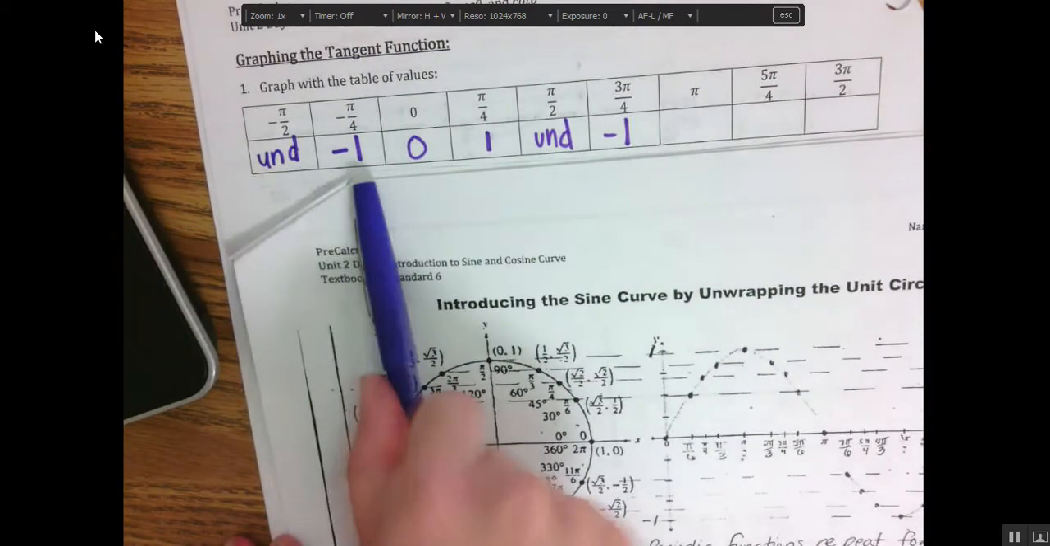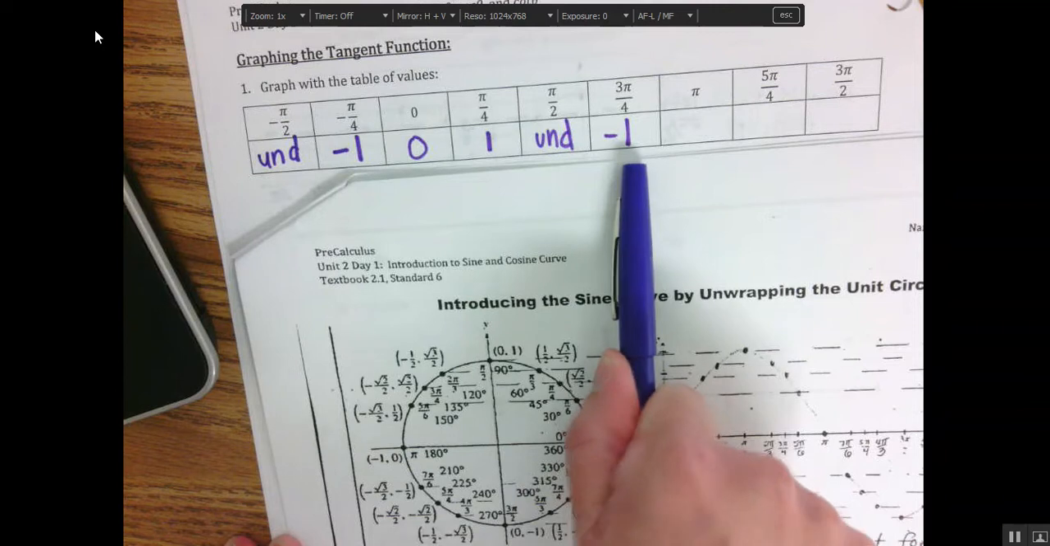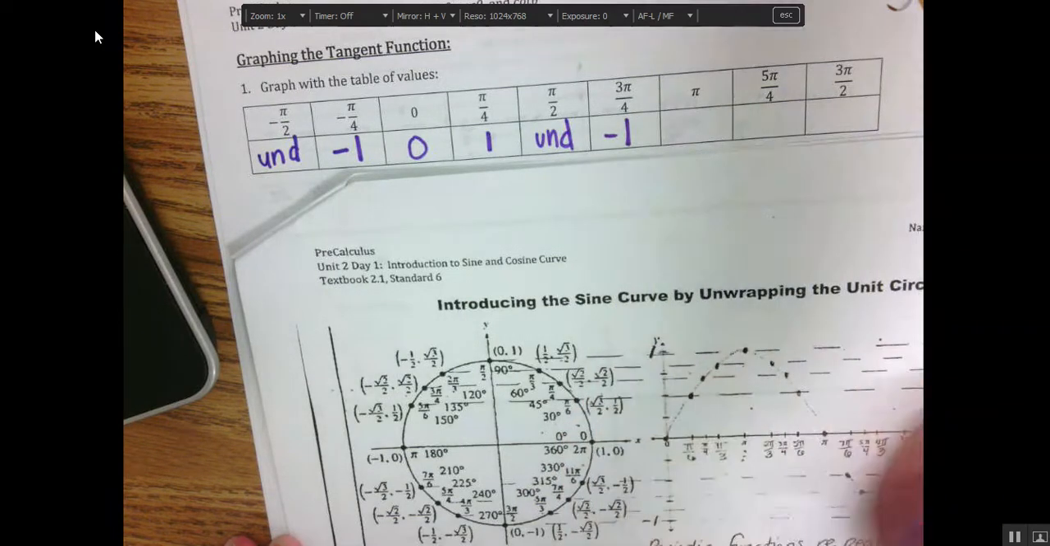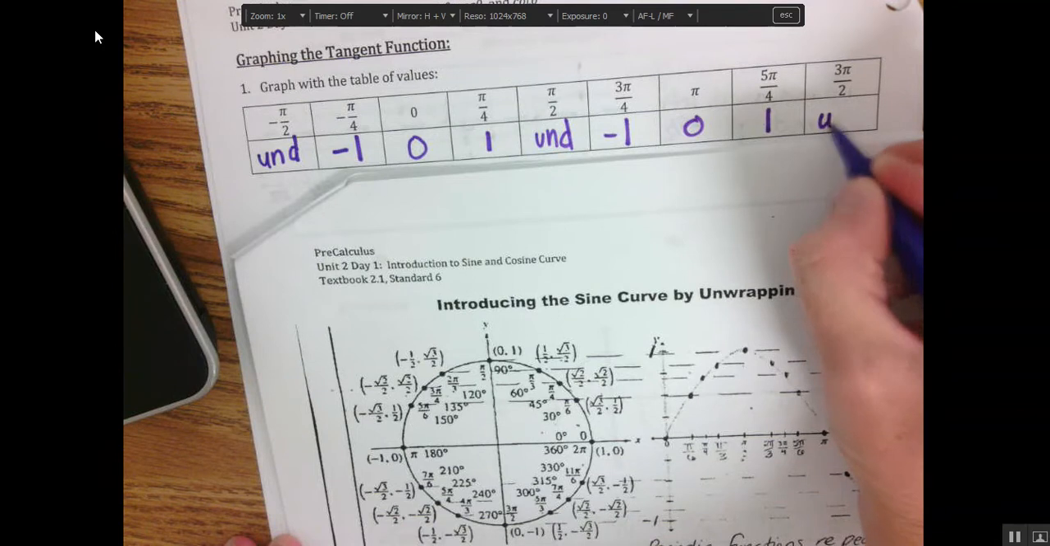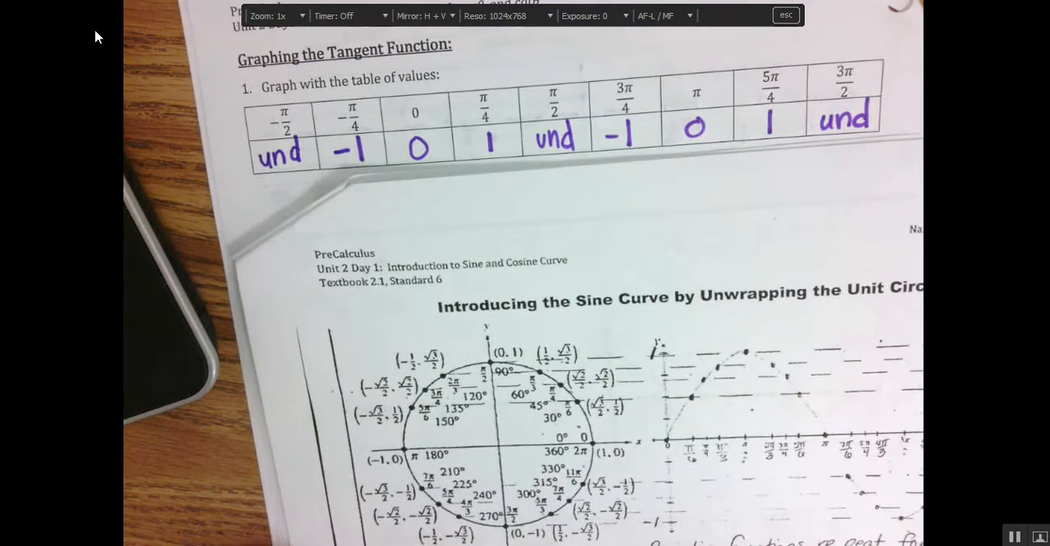So I have undefined, -1, 0, 1, then undefined, -1. What do you think's next? 0, good, then 1, and then undefined. And you can double check those on your unit circle, but they are right.